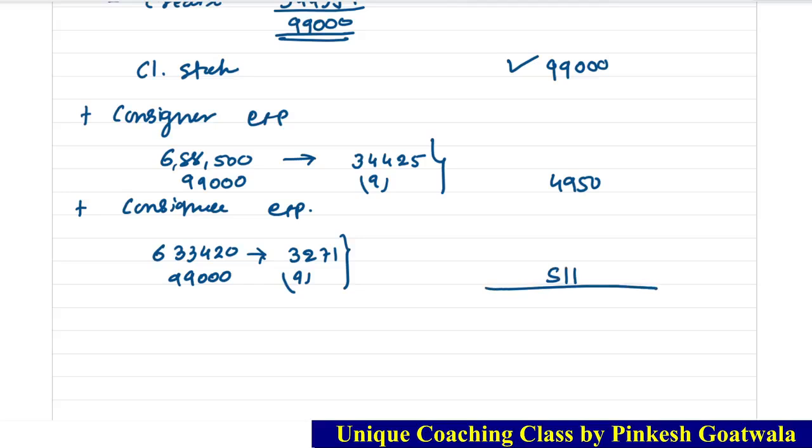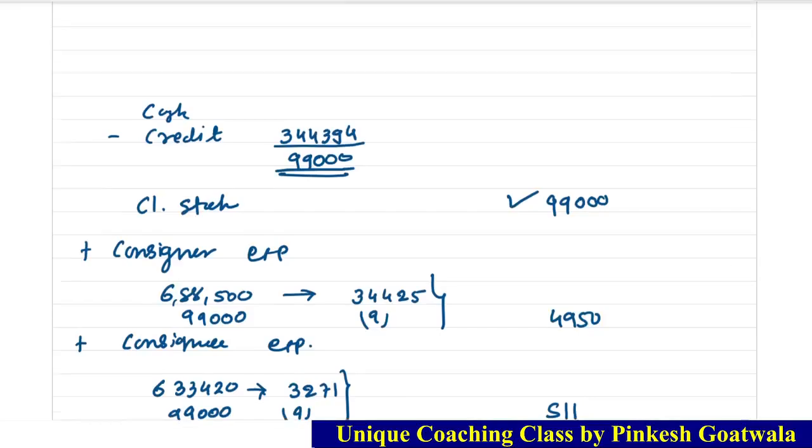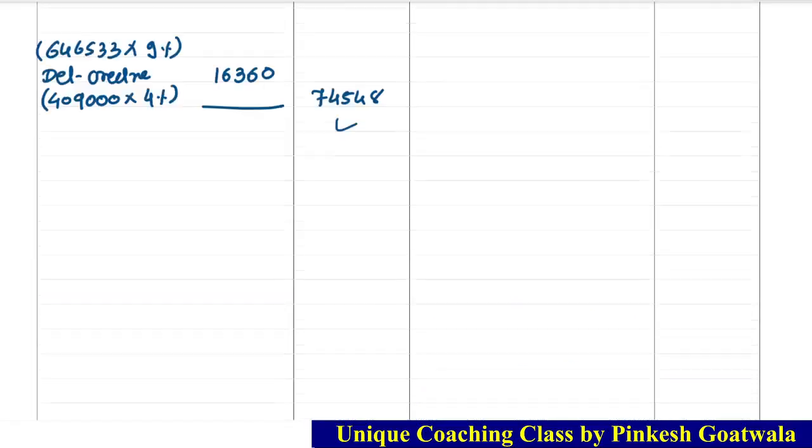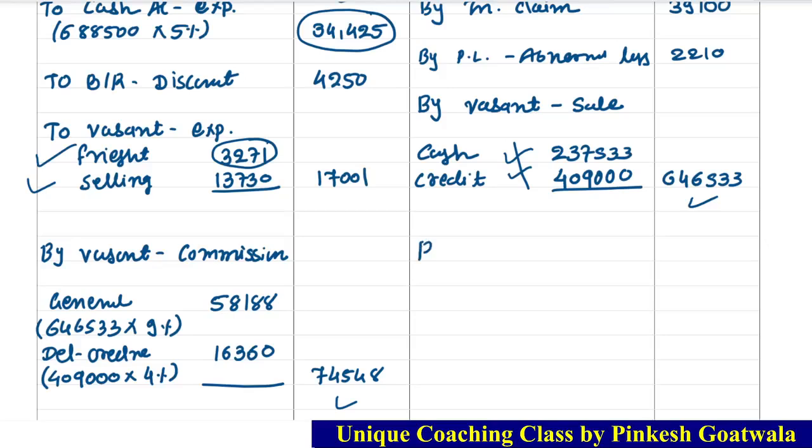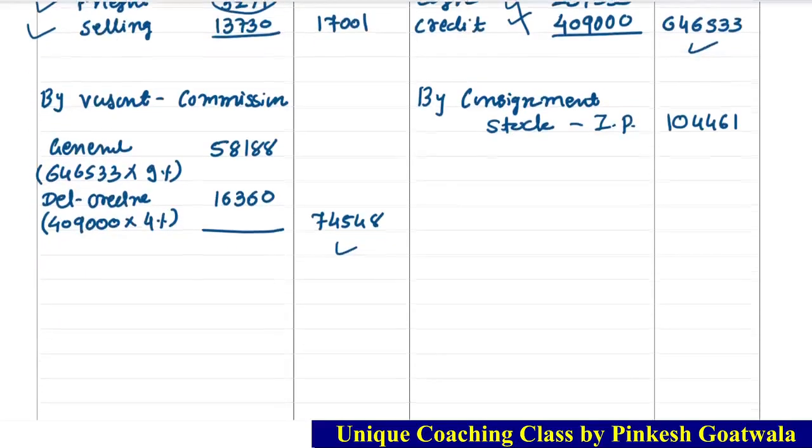So now let's total this. Here we get the amount of stock, 104461. This is the consignment stock at invoice price, and we know that we also have to show its reserve, its difference, on this side.